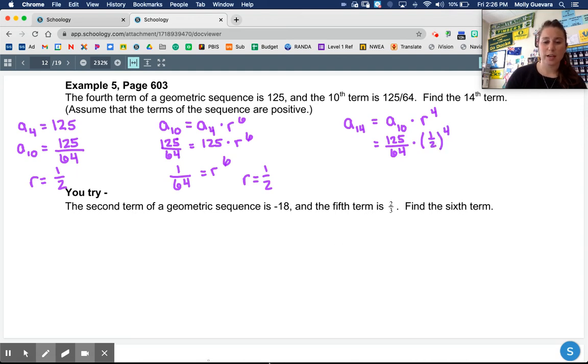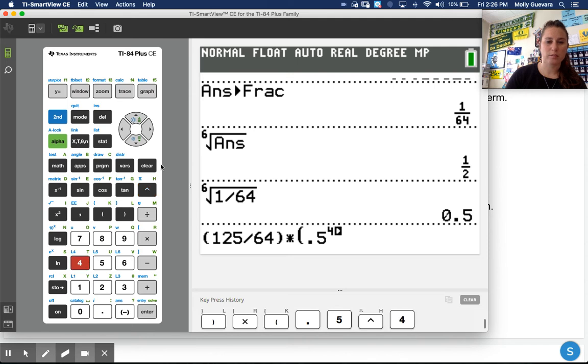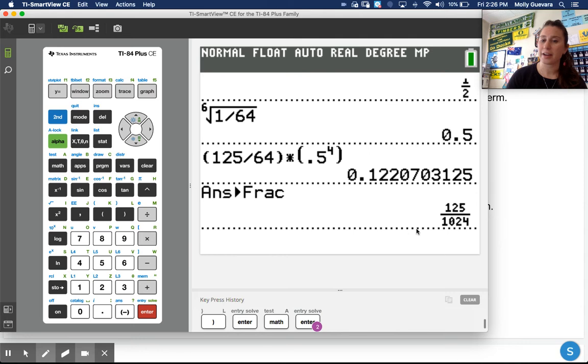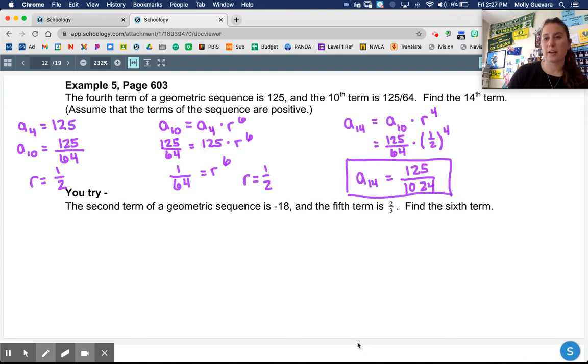So I can enter this into my calculator. So again, I'm going to do 125 divided by 64 in its own parentheses times 0.5 to the 4th. You can do 1/2 too, but again, I get some crazy decimal, so I'm going to see, can I turn that to a fraction? And I can. So the 14th term is going to be 125 over 1024. And there it is. I know that the fractions are pretty gnarly in this one, but you can do most of it on your calculator.